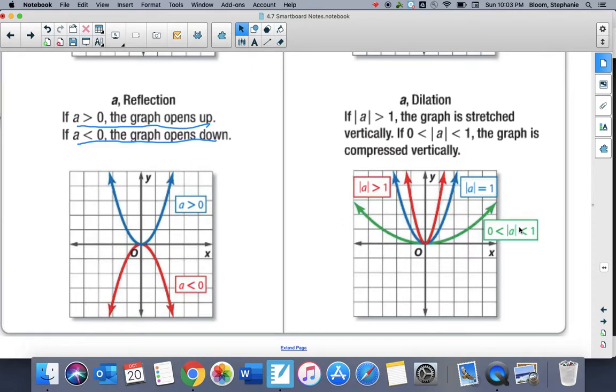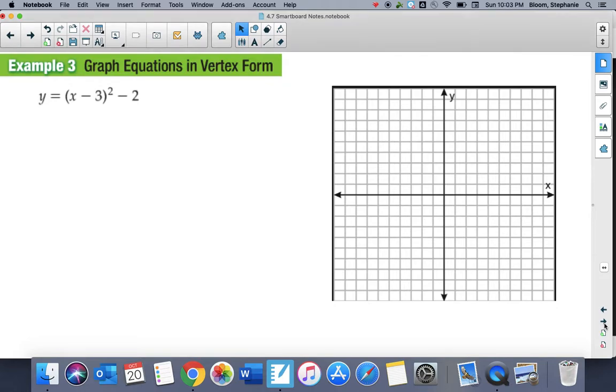And then lastly, depending on how big a is, it's going to mean if it stretches vertically or if it compresses vertically. So if a is bigger than 1, you're going to stretch it vertically, so it's going to become more narrow. If a is between 0 and 1, you're going to compress it vertically, so it's going to become wider. Okay, so just one example of that on the very last page of your notes is being able to take this equation in vertex form and graph it.